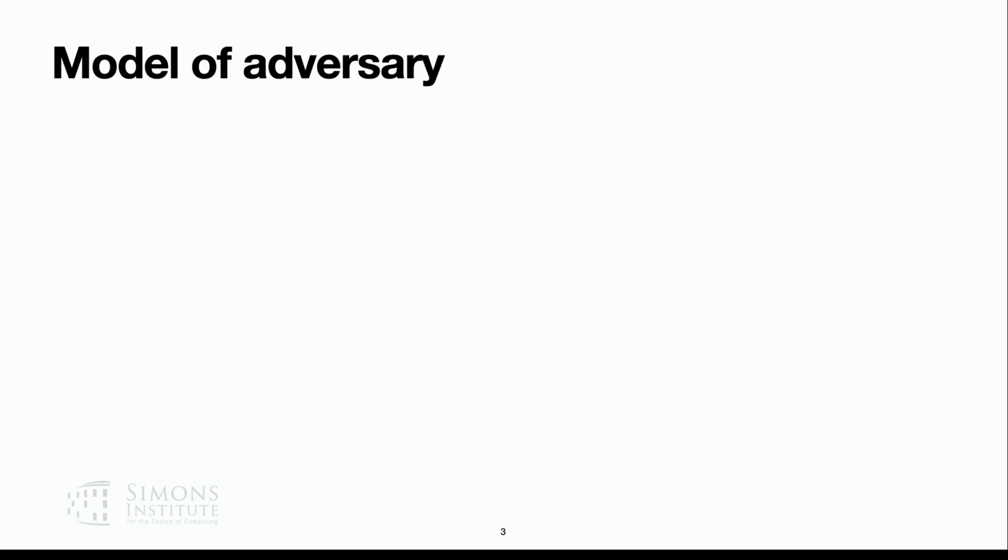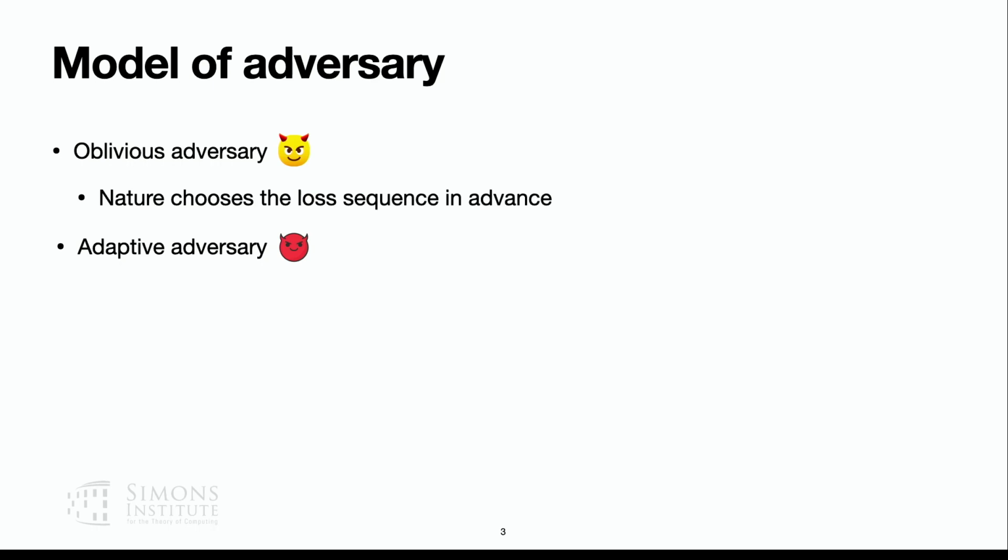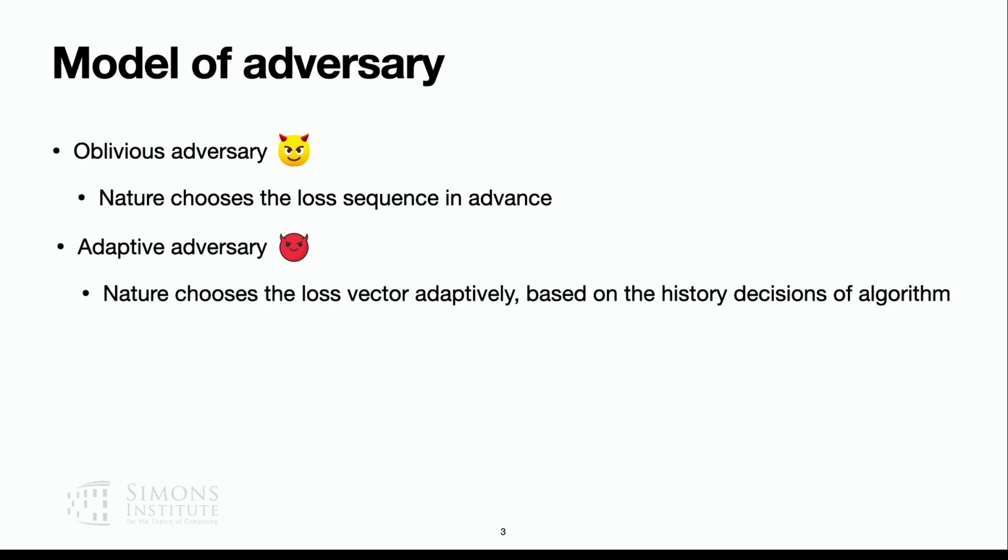That's the power of nature. In general, there are two possible choices for this nature. One is what we call an oblivious adversary. For an oblivious adversary, we assume nature knows the code of the algorithm, but it does not know the randomness used by the algorithm. And it cannot choose the loss sequence adaptively based on the algorithm's past decisions. Or in other words, nature chooses the loss sequence in advance. Okay. We can also consider an adaptive adversary, where nature chooses the loss vector, this L_t, adaptively, based on the history of decisions of the algorithm. In particular, at day t, the loss can be chosen based on the decisions of the first t minus 1 days.